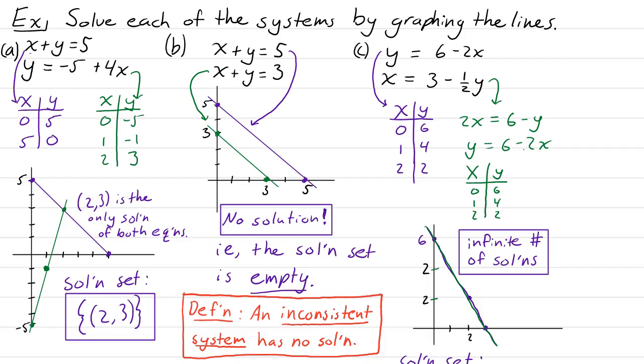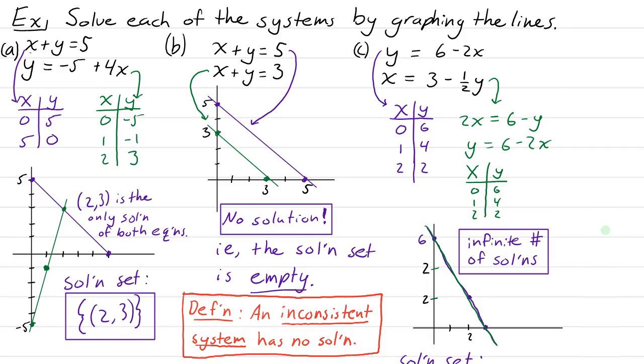In other words, they also describe the same set of points, which means their solution sets are the same. So the solution set of one of them contains the points (0, 6), (1, 4), and (2, 2). So it's all those points on that line. And the solution set of the other one contains the same points. So the solution set of the system is just all of those points. So there's an infinite number of solutions.